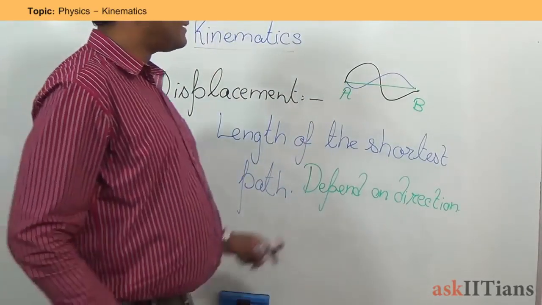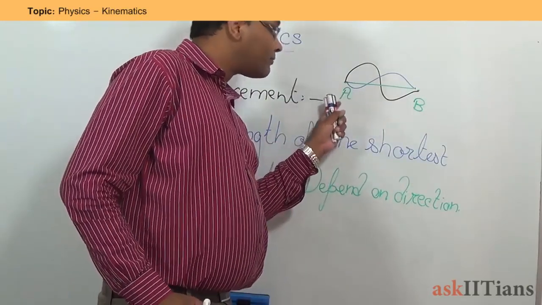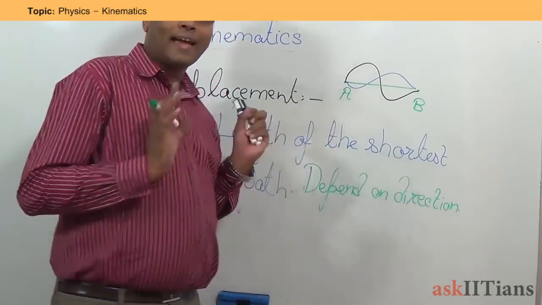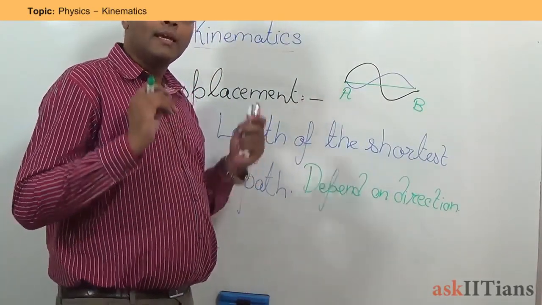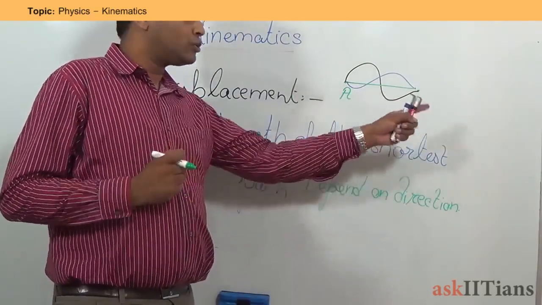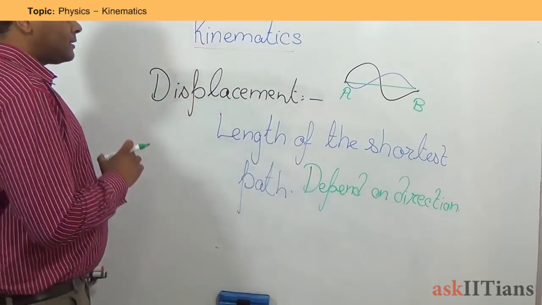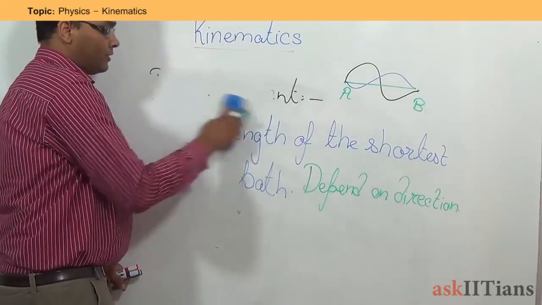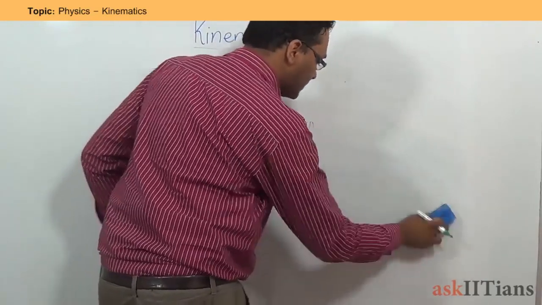So it depends on direction, that is, whether you are going from A to B or coming from B to A. The magnitudes are going to be exactly the same, but there is going to be a minus sign associated. That is, the displacement AB is going to be equal to minus the displacement BA. Okay? So this is what we call displacement. Now if I go further on this, we have defined displacement.